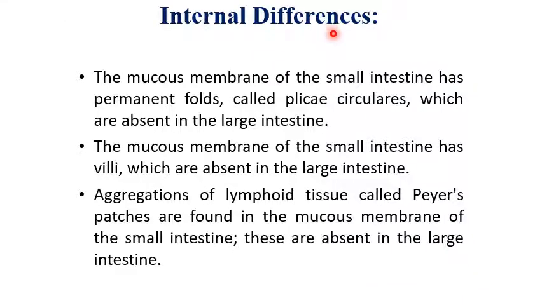If we see the internal differences, then the mucous membrane of the small intestine has permanent folds, which are known as plicae circularis. This we have studied, which are absent in the large intestine. There are no plicae circularis in large intestine. And the mucous membrane of the small intestine has villi, which are absent in the large intestine. Villi are mainly for the absorption, and in the large intestine these villi are absent. Aggregation of lymphoid tissue, which is known as Peyer's patches, these are found in the mucous membrane of the small intestine, particularly ileum, and these are absent in the large intestine.